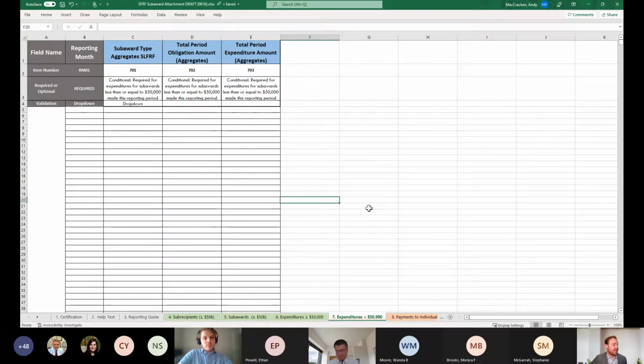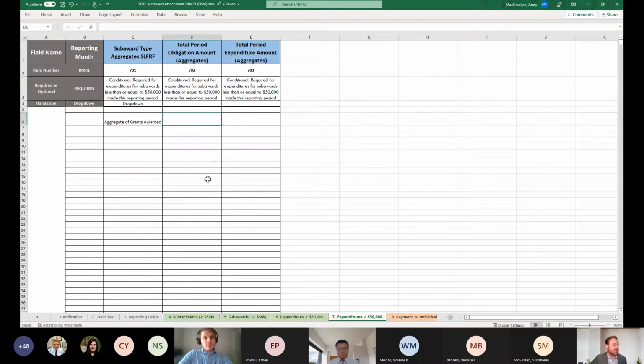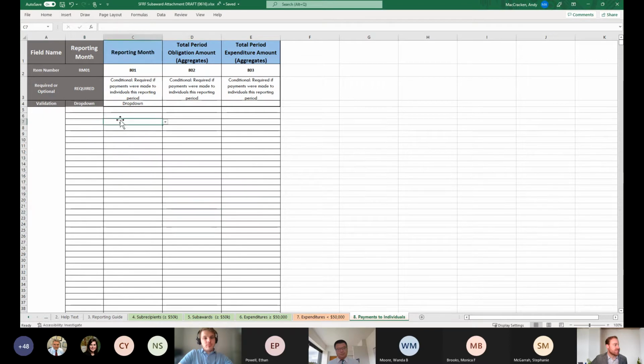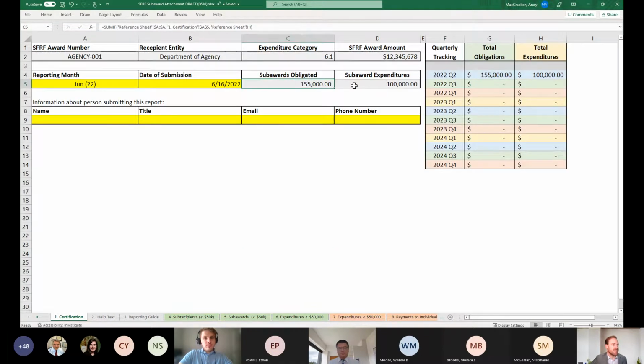For entities that are receiving less than $50,000, again, it gets reported in the aggregate here. You tell us if there are subgrants. You have a bunch of subgrants that are less than $50,000 and say they total $155,000 of obligations, and you've paid out $100,000 of that. So you just enter it that way. And then payments to individuals, similar. You just tell us the reporting month and then the total period obligation and whatnot. And so I inputted info just for that one, but you'll see that the information is auto-populating over here, and that'll be the case for anything that you put in.